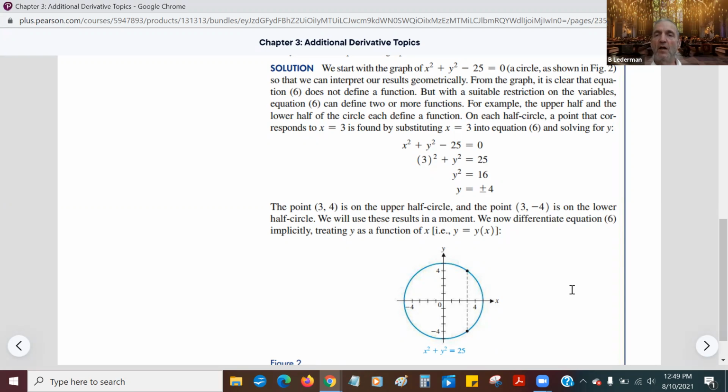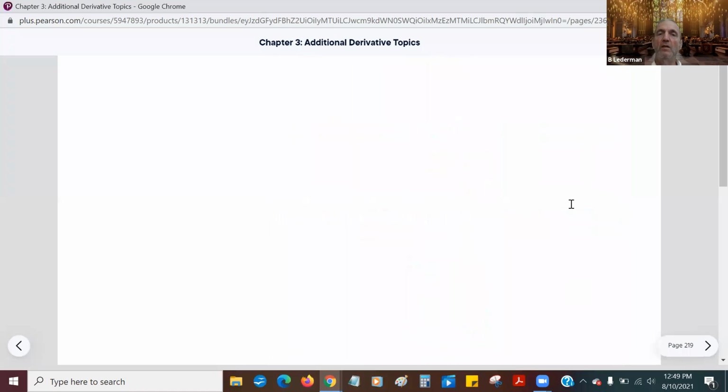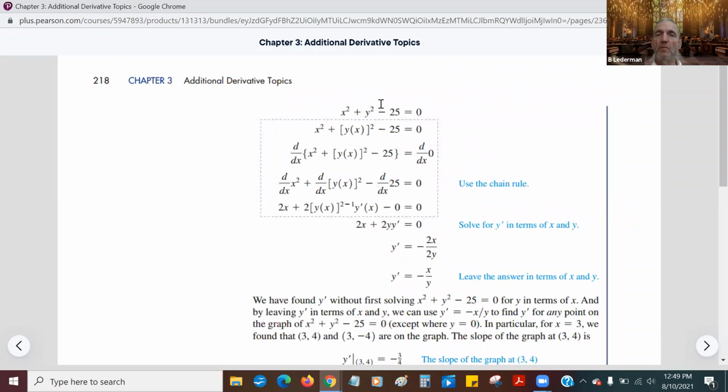So let's just look here. Now we want to differentiate the equation, both sides. So x squared plus y squared minus 25 equals 0. And I can consider y to be y of x. y is a function of x, at least an implicit function of x. So I'm going to take the derivative of everything on both sides. So the derivative of x squared with respect to x, the derivative of y squared with respect to x, and the derivative of 25 with respect to x, and of course the derivative of 0. Because if these two things are equal, I can take the derivative of each side, and that'll be equal.